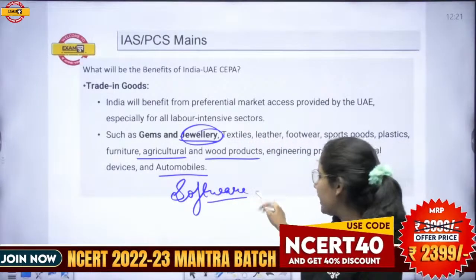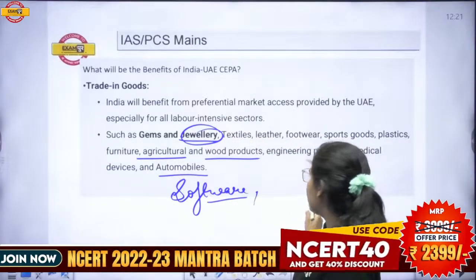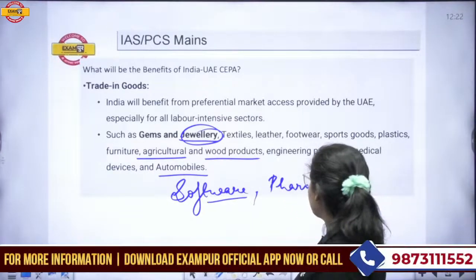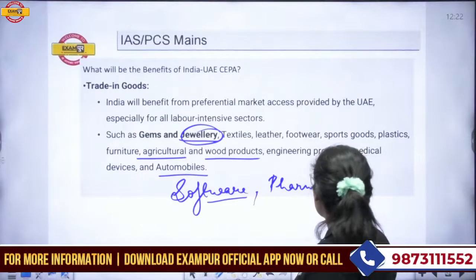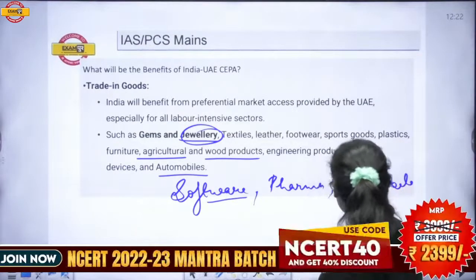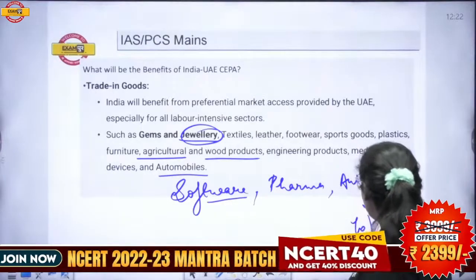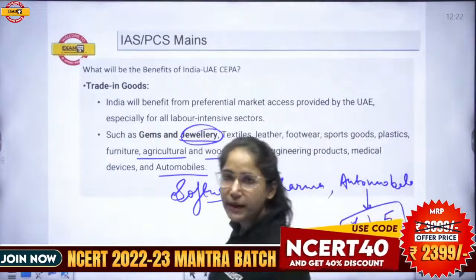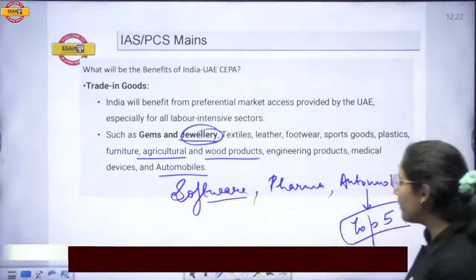Software hub, we export software services. Plus the pharma, we are playing a leading role in the entire world scenario. The automobile industry is running so amazingly in India. So we are in the top five, and we are expecting to reach number 3 by the year 2030. So we are performing so well.